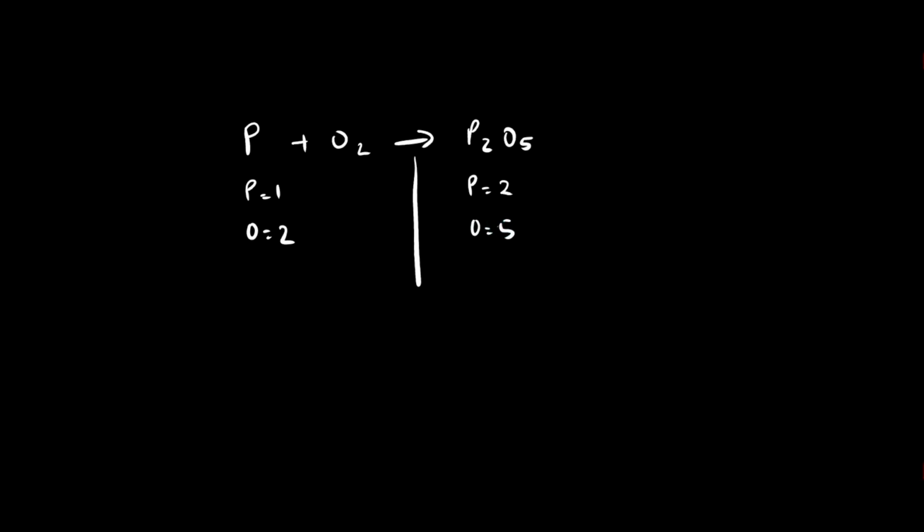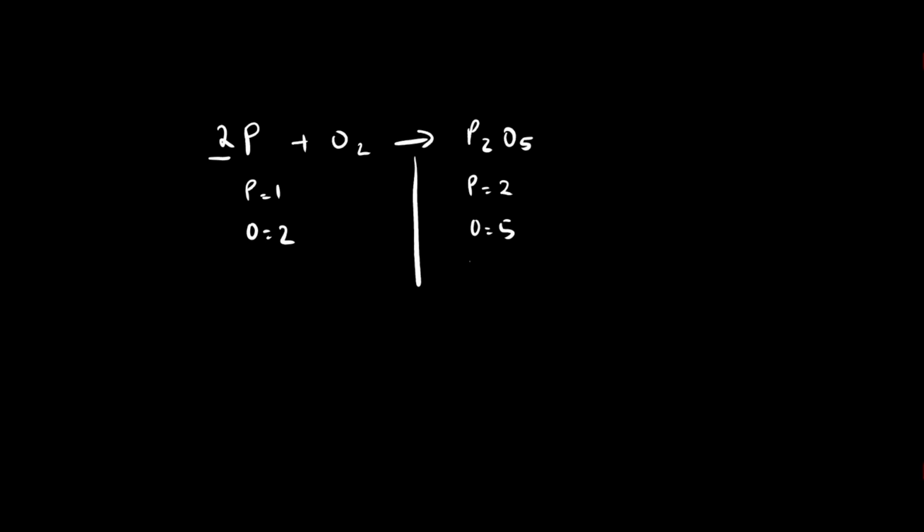So let's start by trying to balance the phosphorus first. One way we could try to balance the phosphorus is by introducing a coefficient of 2 in front of the phosphorus on the left hand side of the equation. By doing that, we have 2 on the left and 2 on the right. Phosphorus is now balanced. On the left hand side we have 2 oxygen, and then on the right hand side we have 5 oxygen. The least common multiple of 2 and 5 is 10.